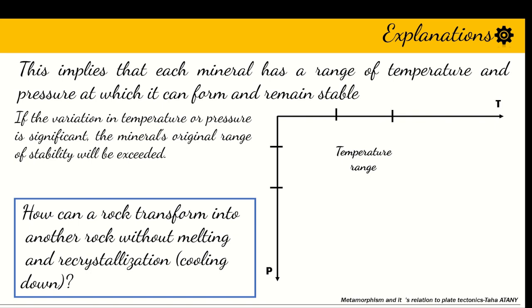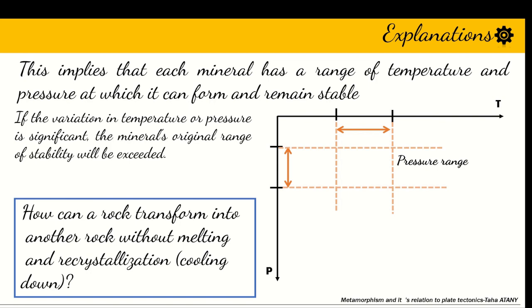Here it is. Case in point, temperature. We have this temperature range here on this diagram. At the same time, we have this pressure range. If we link the dots, we have what we call the stability domain of a mineral. We call it mineral A. Here is the stability domain.